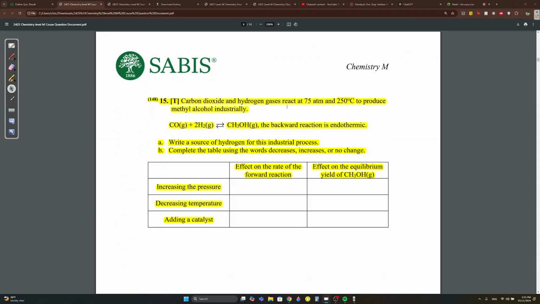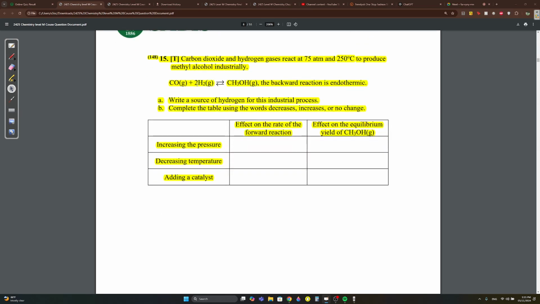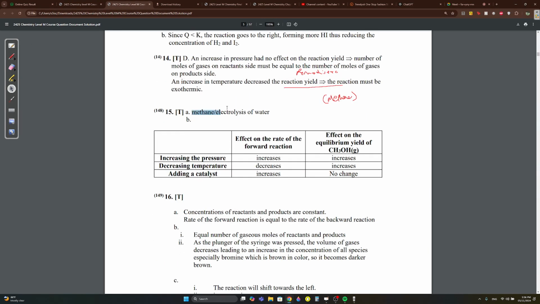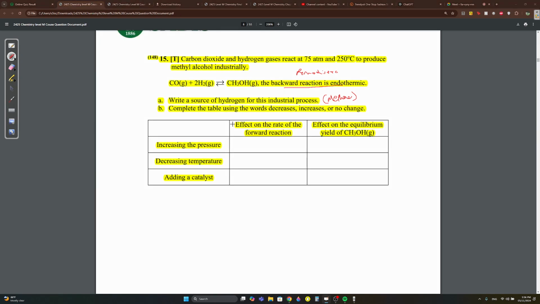Carbon dioxide and hydrogen gases react at 75 and 250 to produce methyl alcohol industrially. CO plus 2H2 to produce CH3OH, and the backward reaction is endothermic. They told you backward is endo, so forward is exo. Write a source of hydrogen for this industrial process. Anytime they say source of hydrogen, you say methane. 5A, methane. Complete the table using the words decrease, increase, or no change.